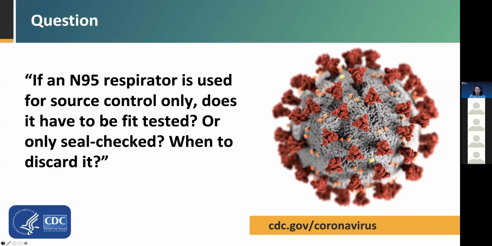So it really ensures that the fit is correct, because the fit is needed to ensure that it's doing its job, filtering what you breathe. When you use a respirator for source control only, OSHA has actually issued an emergency temporary standard that allows employers to provide people a respirator to use when a respirator is not necessarily needed for their protection. And source control probably fits in this category, if you will.